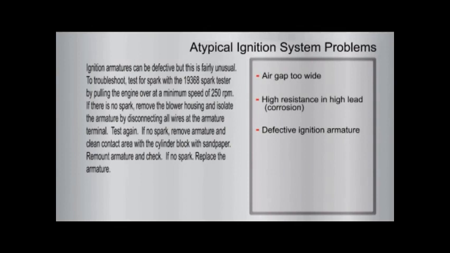Ignition armatures can be defective, but this is fairly unusual. To troubleshoot, test for spark with the 19368 spark tester by pulling the engine over at a minimum speed of 250 RPM. If there is no spark, remove the blower housing and isolate the armature by disconnecting all wires at the armature terminal. Test again. If no spark, remove the armature and clean the contact area with the cylinder block with sandpaper. Remount the armature and check. If no spark, replace the armature.